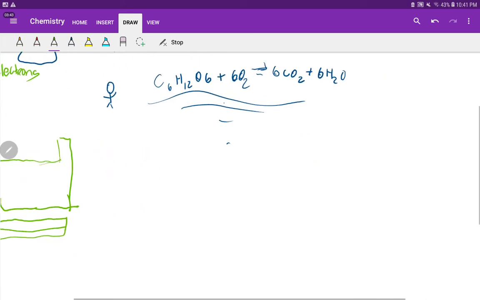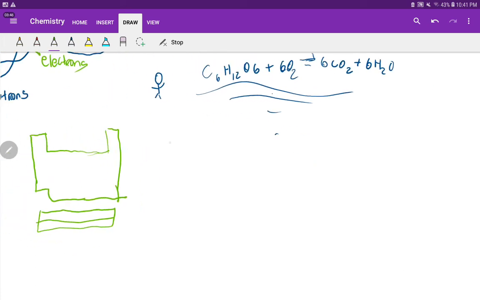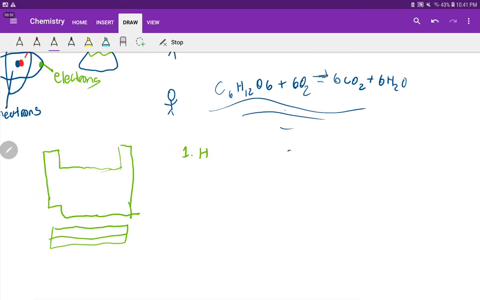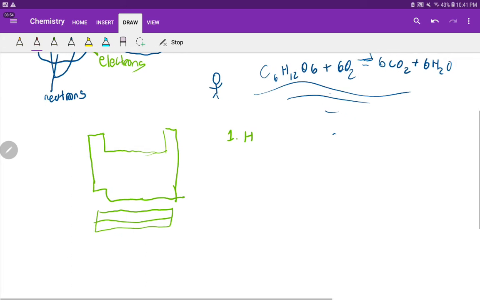So let's talk about the basics of the periodic table. So the first element is hydrogen. Hydrogen is one of the simplest atoms, and we'll be coming back to it many times. So a typical hydrogen atom has one proton and one electron.